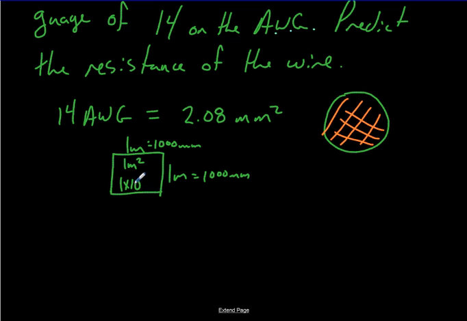I think you need to redo your math. I'm pretty sure it's a million millimeters. Okay? Yeah, exactly. So we've got 2.08 times 10 to the negative 6 meters squared.